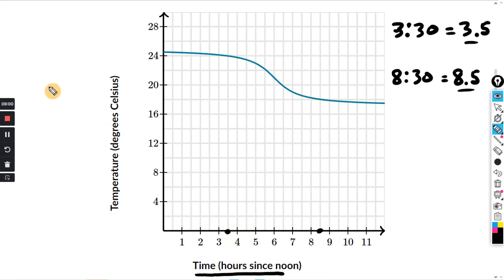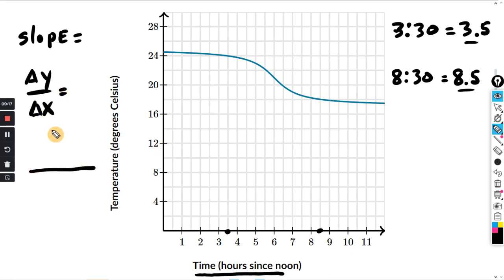So, slope, change in y over change in x. Change in y over change in x. Change in x is the denominator. So that's going to be 8.5 minus 3.5. So that's in the denominator. Change in x is on the bottom. And now we just have to find the y coordinates. We have to go to the graph.